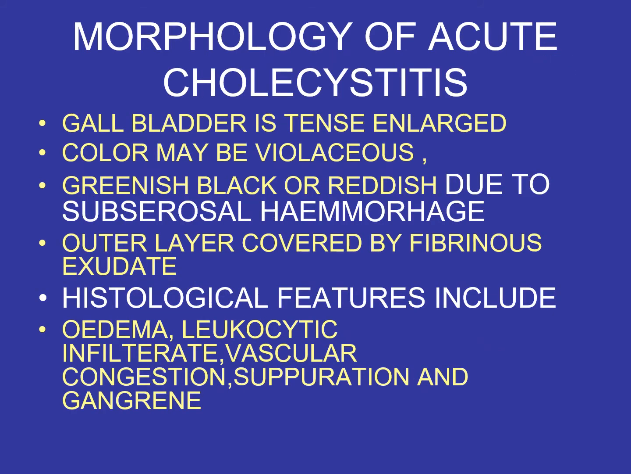Morphology of acute cholecystitis. Grossly, the gallbladder is tense and large. Color may be violaceous because of the inflammation and congestion. It is greenish black or reddish due to subserosal hemorrhage. The outer layer is covered by a fibrinous exudate. Histological features include edema, leukocyte infiltrate in the wall, vascular congestion, suppuration, and finally the most dreaded complication sometimes, which is gangrene because of the ascending infection.